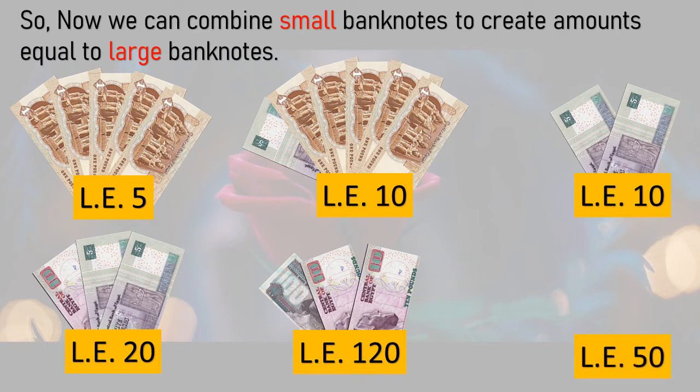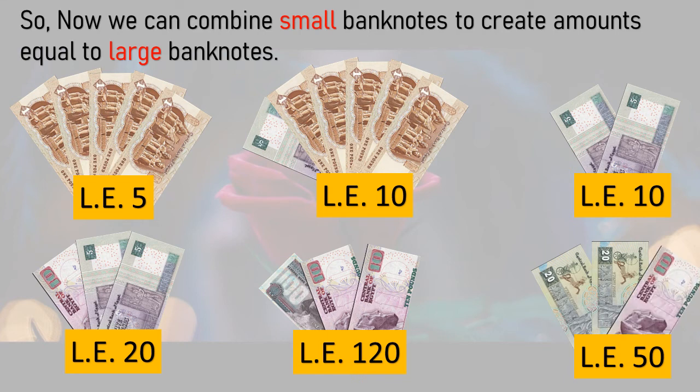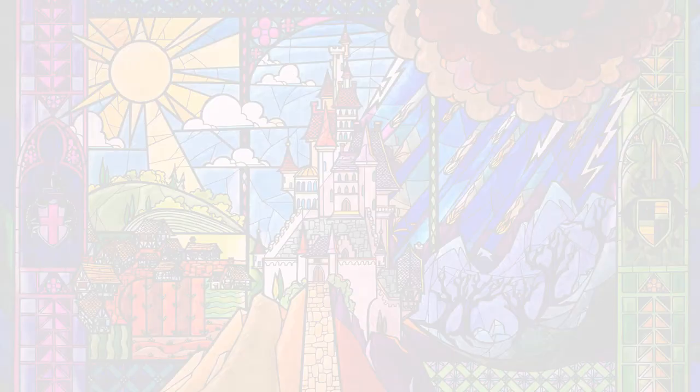What if I want to create the amount of 50 Egyptian pound and I don't have 1 banknote of 50 Egyptian pound? So it could be 20 and 20 means 40 and 10 more, that's 50 Egyptian pound, right? Can you think of more different ways to show the amount of 50? I will let you think about it. Now let's practice some more.